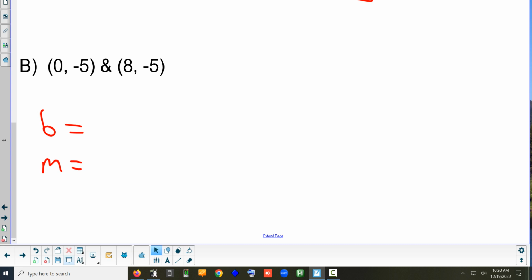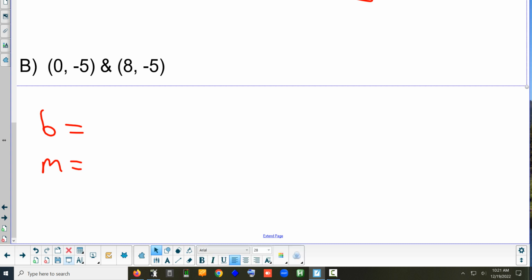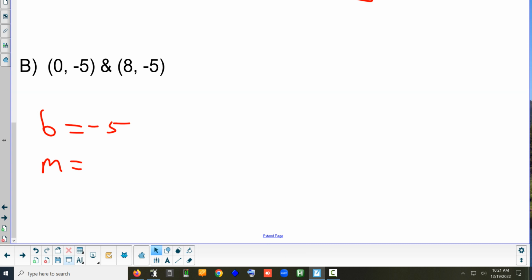Does anybody agree or disagree? And if you do, can you tell me why? So Micah thought the b value was 0. What do you think, Abby? B value is -5. Why? Because it's in the coordinate with 0. Right, it's in the coordinate with the 0. So the b value is the number that's with the 0. So b is -5.